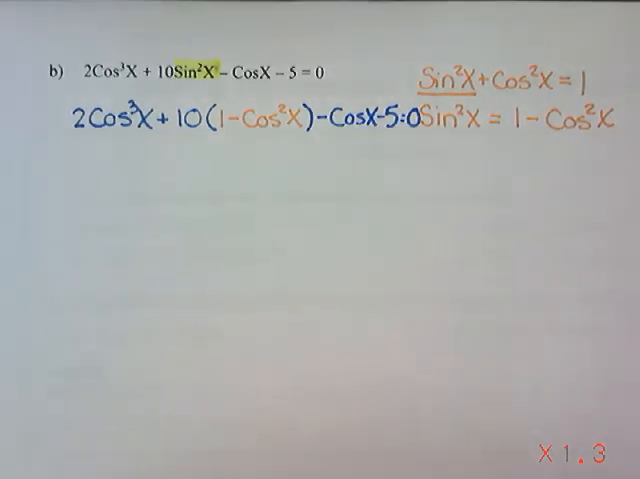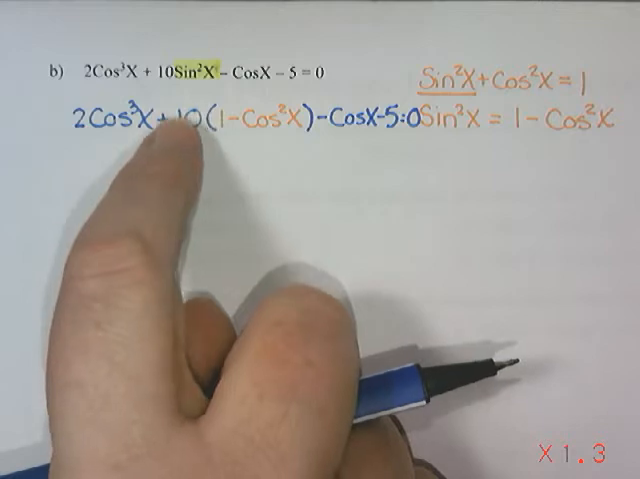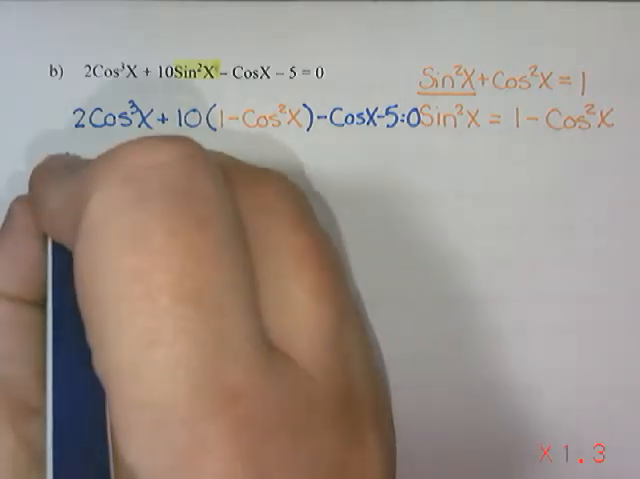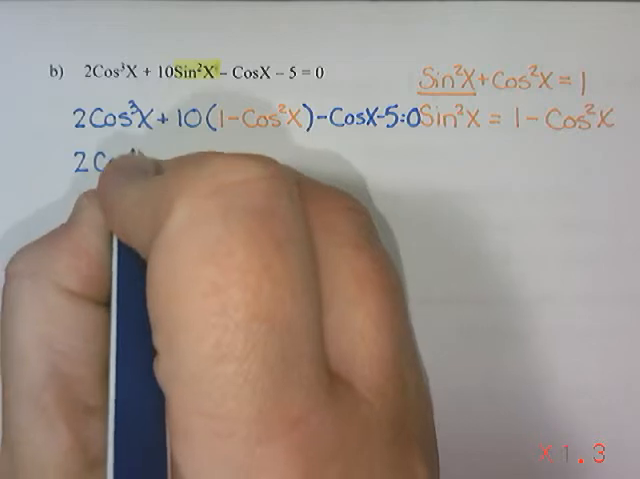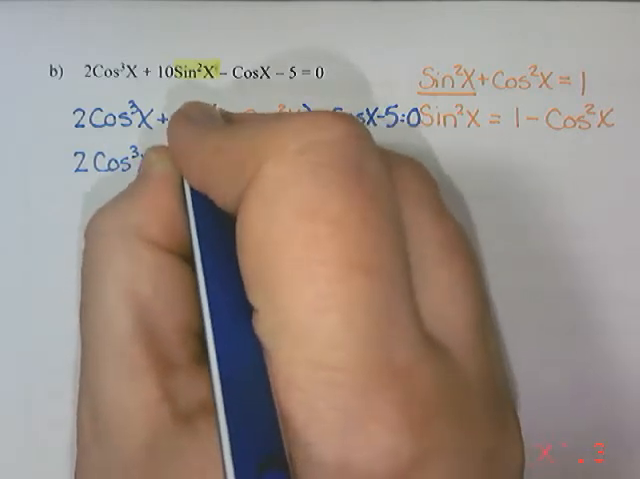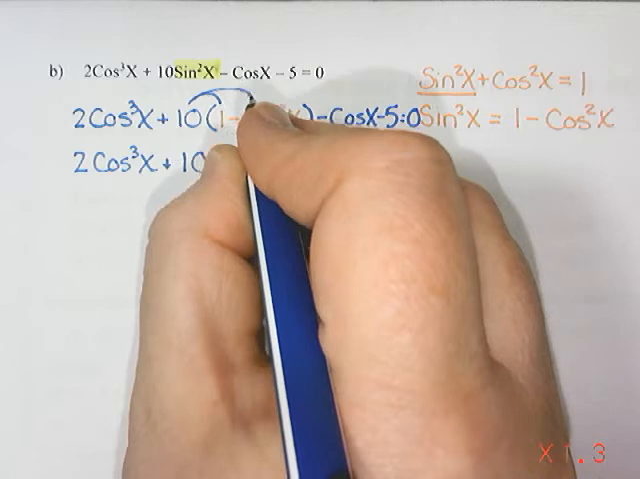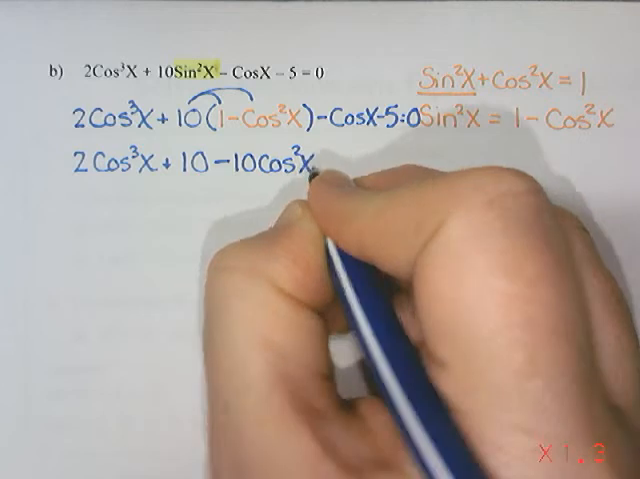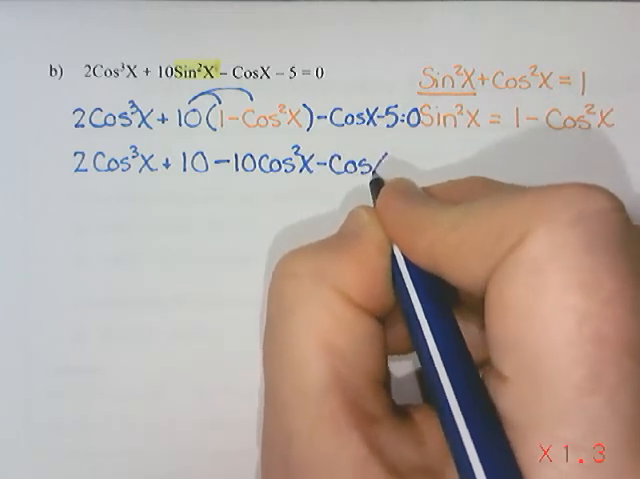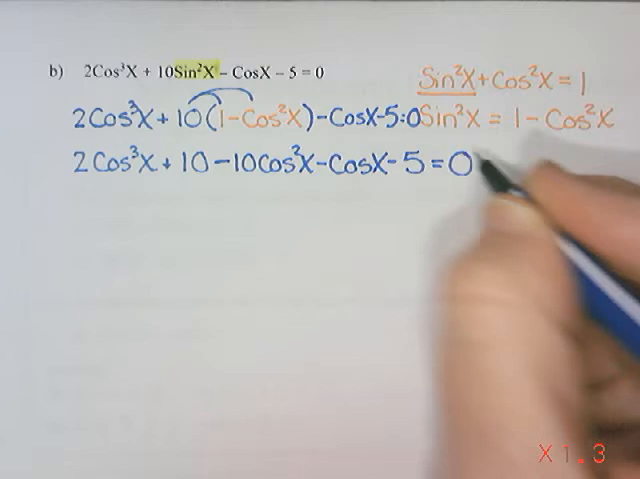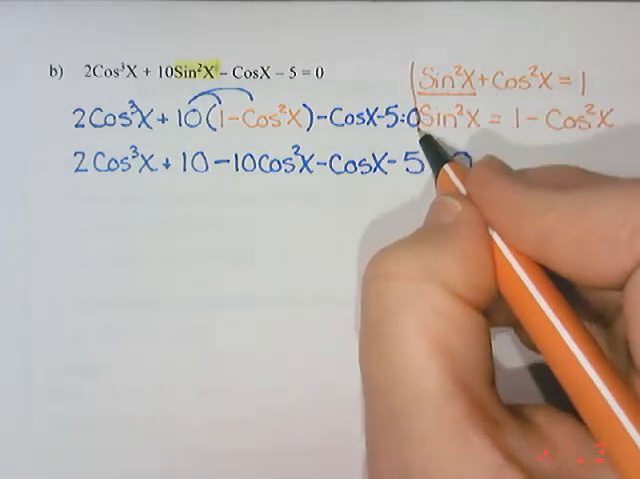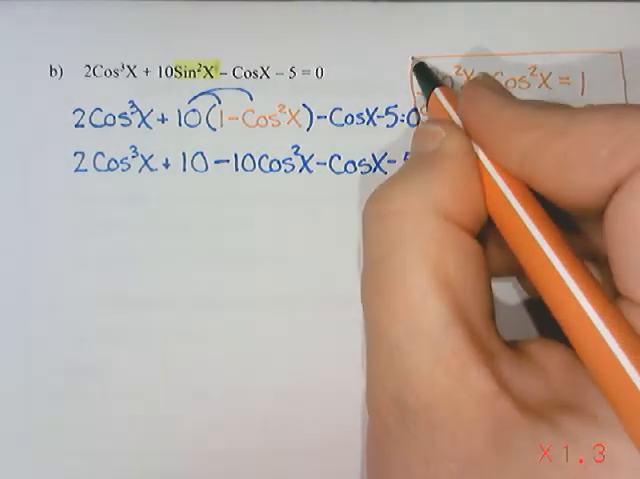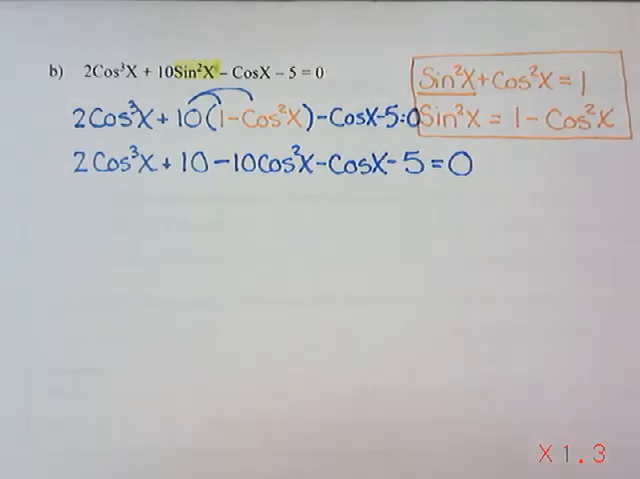Sorry about that. For my next line, I am going to multiply 10 into the bracket. So I would get 2 times cosine cubed x, and then 10 times 1 is 10. 10 times negative cosine squared x is negative 10 cosine squared x minus cos x minus 5 equals 0. Just going to box that off so that I know it's not part of what I'm trying to write right now. All right, I would then look at whether or not I have any like terms that we can collect.